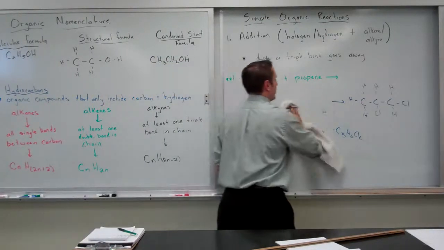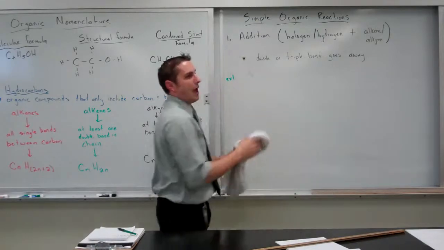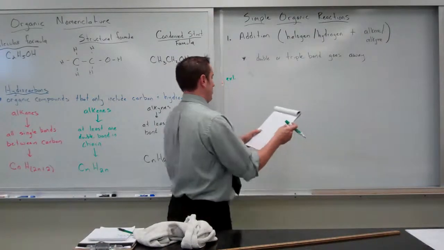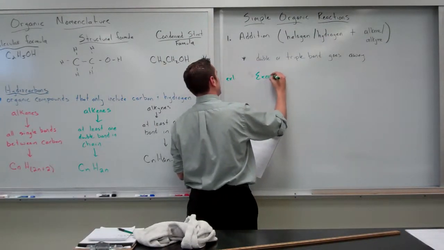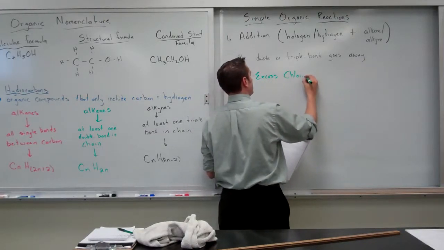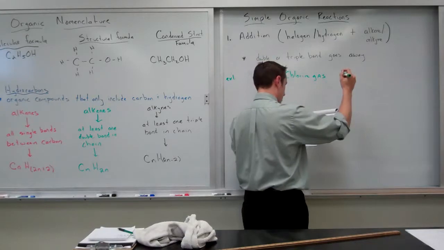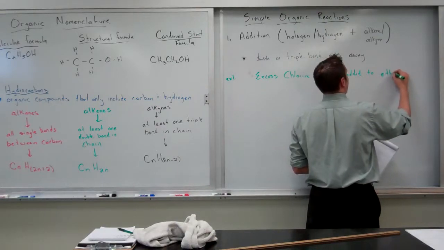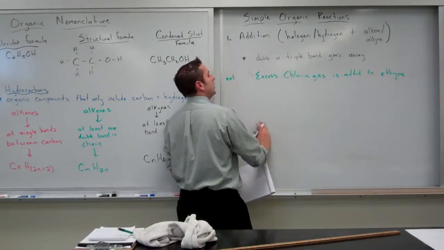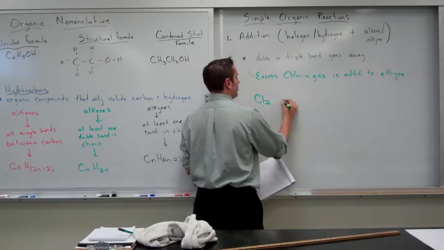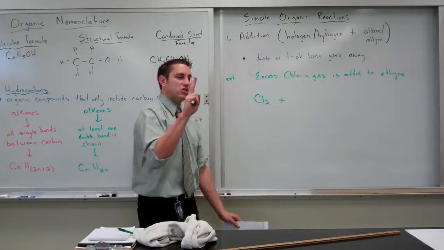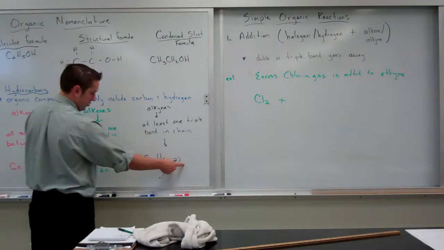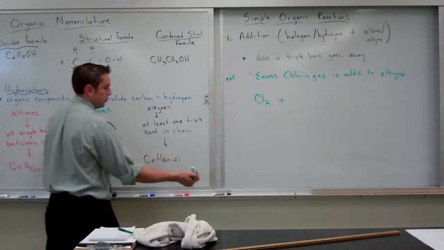Sometimes you'll see that happening with a triple bond. What does it look like if it happens with a triple bond? Well, it will say excess chlorine gas is added to ethyne. So you would say, okay, chlorine gas, there's my reactant, Cl2. Ethyne, eth means 2. So to get my formula for an alkyne, CnH2n minus 2, so C2H4 minus 2 would be C2H2.